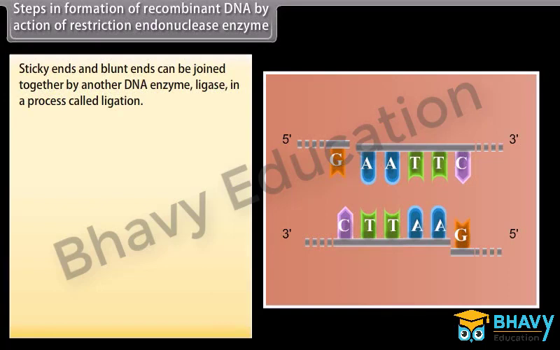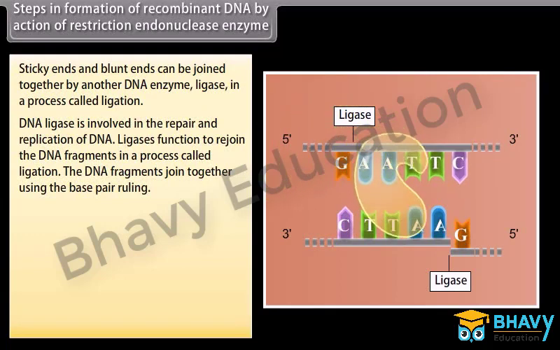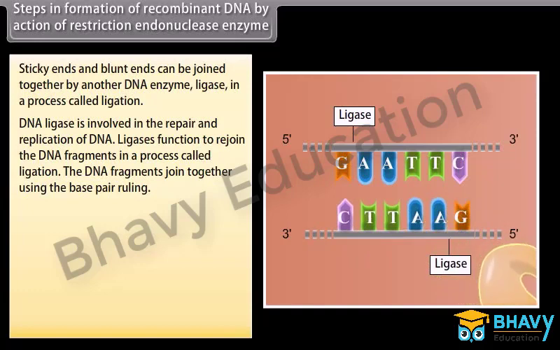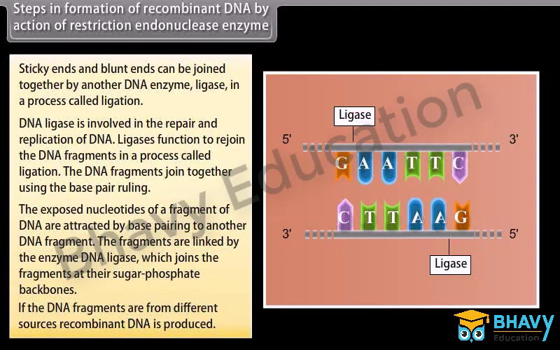Sticky ends and blunt ends can be joined together by another enzyme, DNA ligase, in a process called ligation. DNA ligase is involved in the repair and replication of DNA. Ligases function to rejoin the DNA fragments in a process called ligation. The DNA fragments join together using the base pairing rule. The exposed nucleotides of a fragment of DNA are attracted by base pairing to another DNA fragment. The fragments are linked by the enzyme DNA ligase, which joins the fragments at their sugar phosphate backbones. If the DNA fragments are from different sources, recombinant DNA is produced.